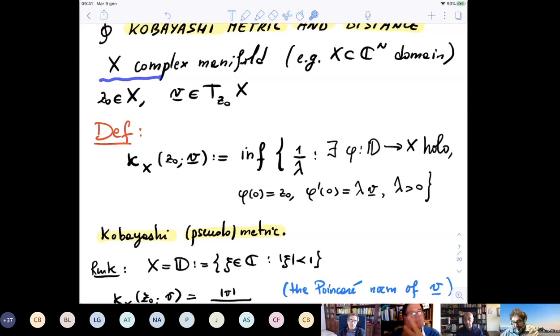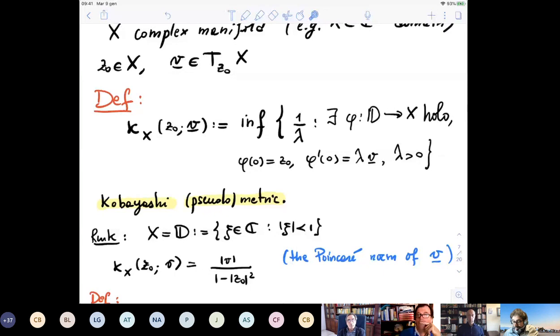So we have a complex manifold. We take a point in this complex manifold and a tangent vector. So if X is a domain, then it means that v is just a vector in C^n, okay? So I consider all possible analytic disks, namely holomorphic maps from the unit disk into X, which have the property that the point zero is mapped to Z0, and the differential of φ is parallel to the vector v, with some λ strictly positive. You can reduce to λ strictly positive by using rotation of the unit disk. And then I consider the infimum of 1 over λ of all possible disks that I put.